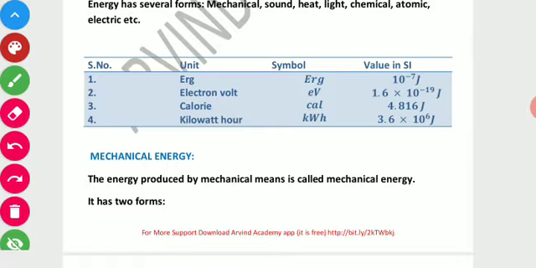And second is the electron volt, which is 1.6 × 10^-19 joule, and calories, which is used in heat, that is 4.816 joule, and kilowatt hour, this is used in electricity, that is 3.6 × 10^6 joule. So these are some units of energy.